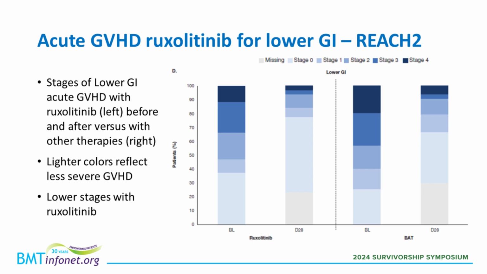So you can see the patients in the first bar versus the third bar are where patients started initially with treatment, and then you look at the second bar and the fourth bar, you see that the staging might be, if it's lighter colored, less severe with the ruxolitinib than with the best available therapy. So it seems like the lighter colors reflect that there's less severe graft-versus-host disease and had lower stages after 4 weeks with treatment with ruxolitinib.